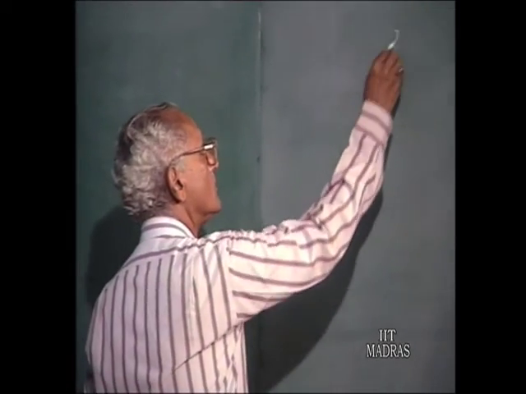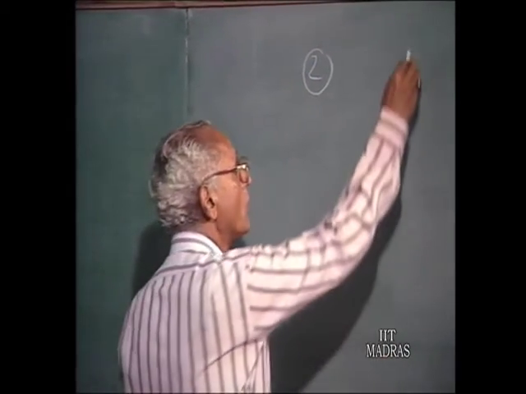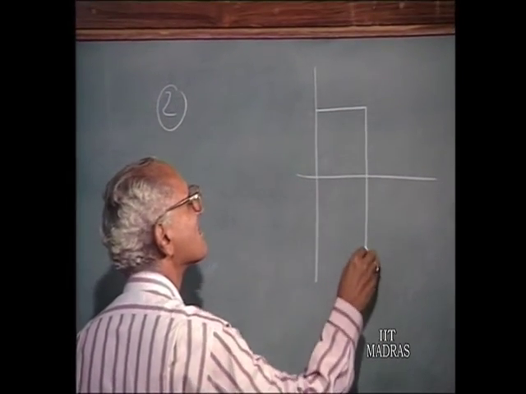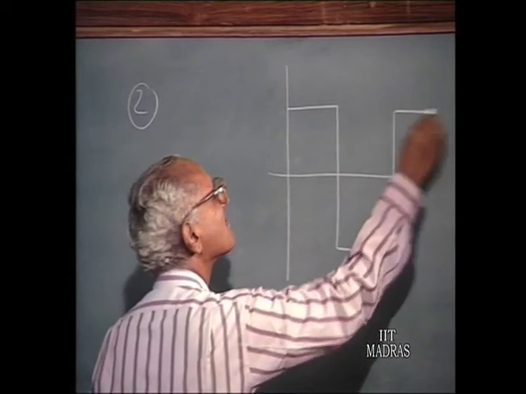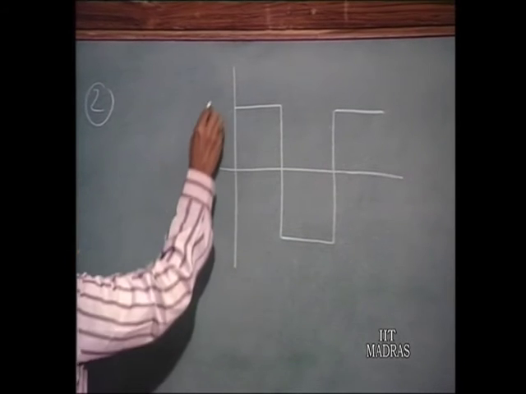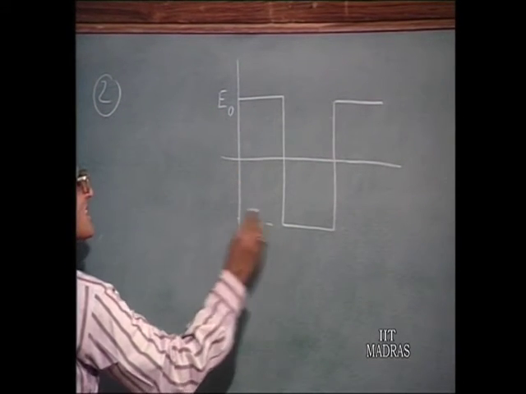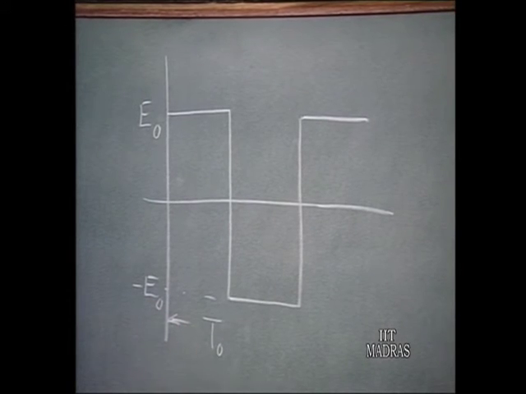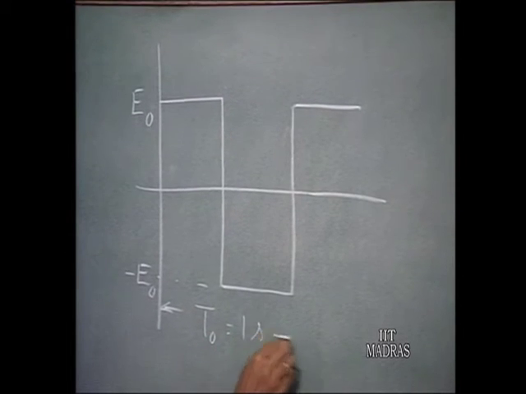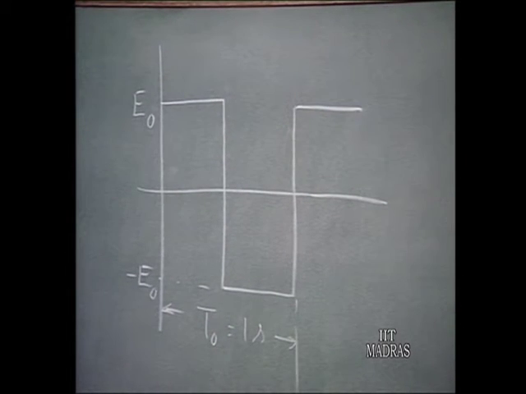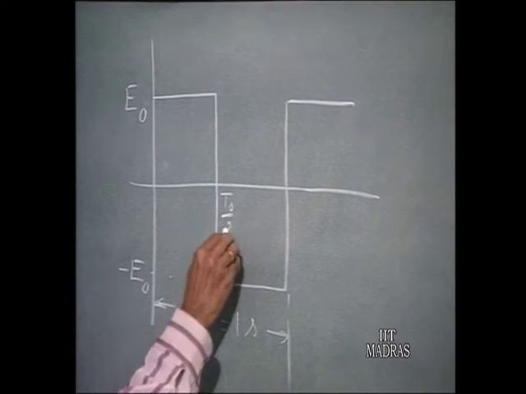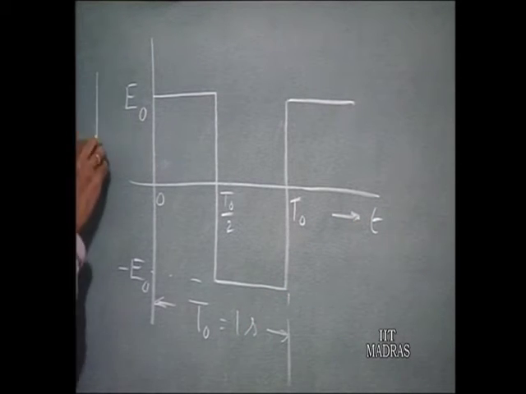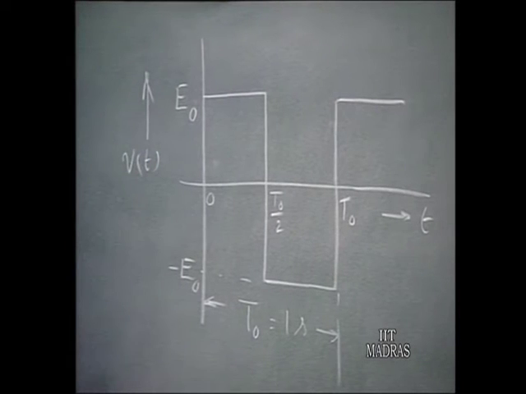Problem number 2, you have a waveform like this. E naught, minus E naught, period T naught, take it to be 1 second. This is of course T naught upon 2, this is T naught, 0, time t. This is a voltage V of t.